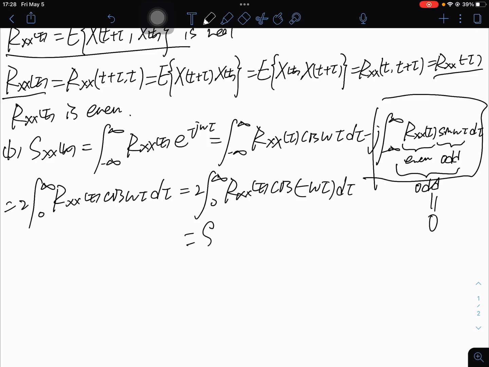It is equal to R_xx(minus tau), right? So S_xx(omega) equals S_xx(minus omega), so S_xx(omega) is even. Next, we need to prove that S_xx(omega) is non-negative. Let's discuss the following example.